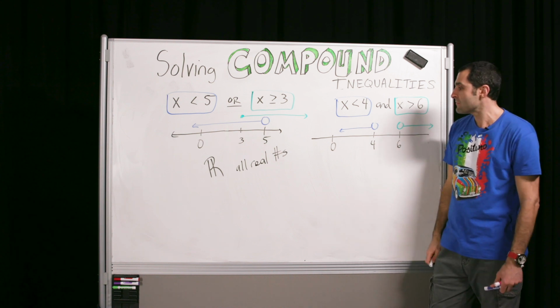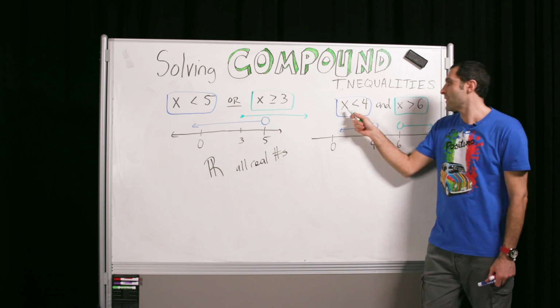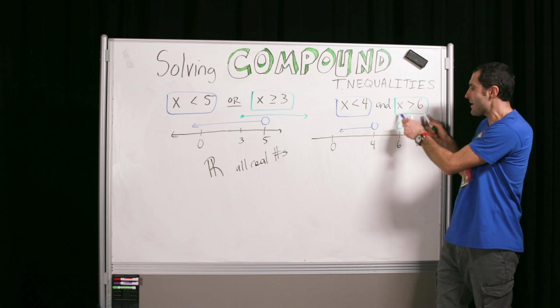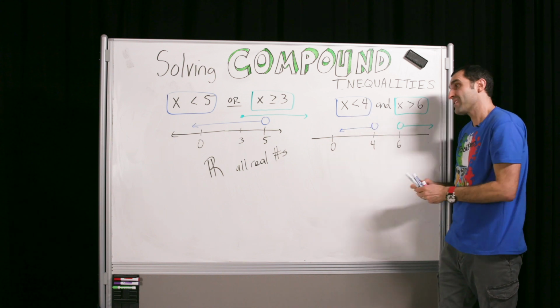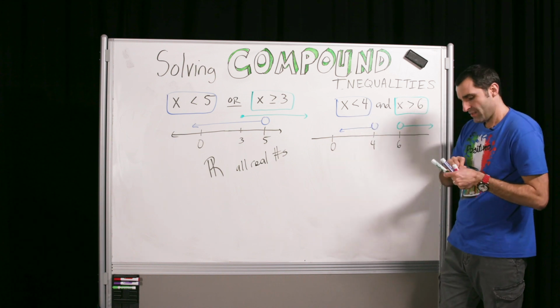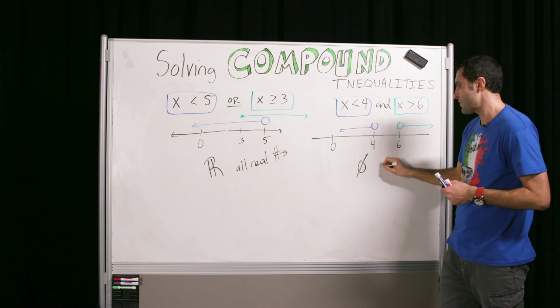Try as we may. We could say 3, but 3 doesn't make this happy. We could say 10. 10 makes this happy. 10's greater than 6, but 10's not greater than 4. So this is like the opposite side. So, no solution.